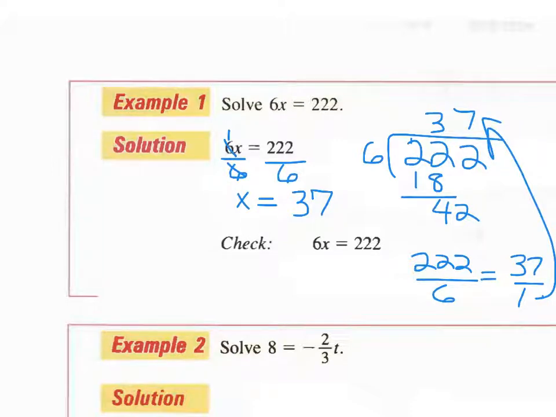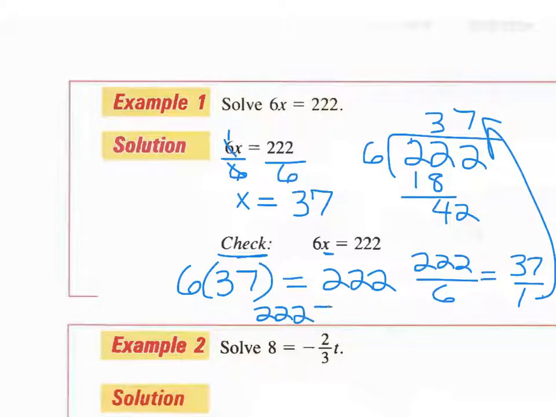So again, you can do the check, and you can take your answer. We're going to substitute the number we got for x, and we're going to multiply that. If 6 times 37 does not give me 222, then I know I've done something wrong, and I need to go back and rework the problem. However, it does give me 222. It checks, so I do have the correct answer, and it's x equals 37.